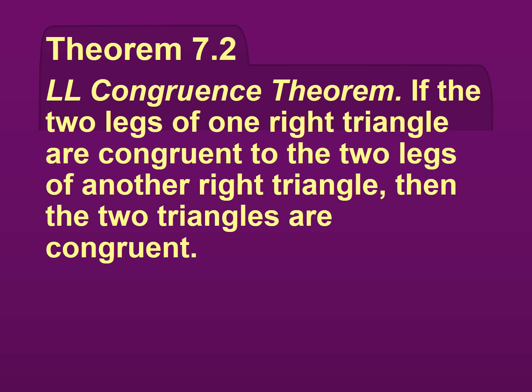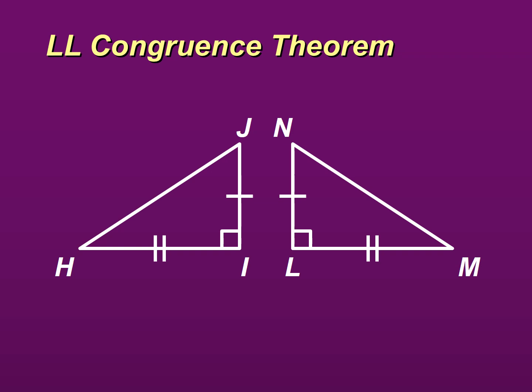All right, the next theorem we have is the LL congruence theorem. LL stands for leg, leg, and that's when the two legs of one right triangle are congruent to the corresponding legs of the other right triangle. Then those two right triangles are congruent. An example of that would be this. So notice that the two legs are congruent to each other.